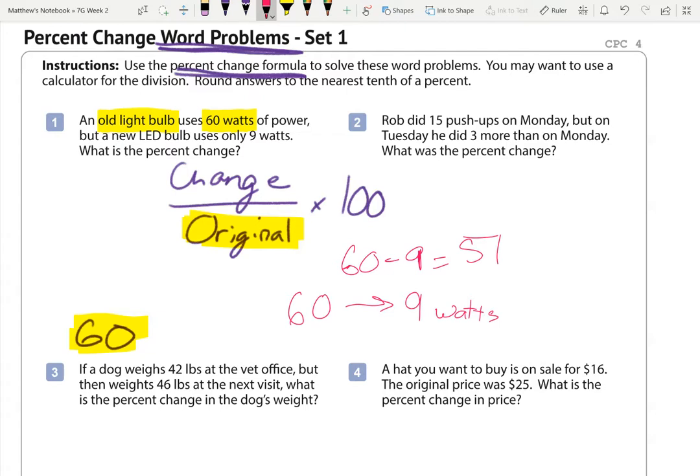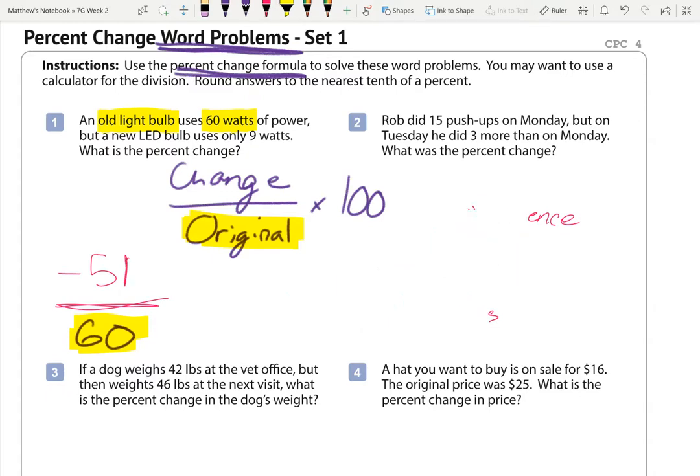So that's going to be a difference of 51. And is that going to be positive or negative 51? That's going to be negative, right? Because we're going down from 60 to 9. So I have my difference of negative 51. That's my change. And now I need to do that final step of dividing, then multiplying by 100.